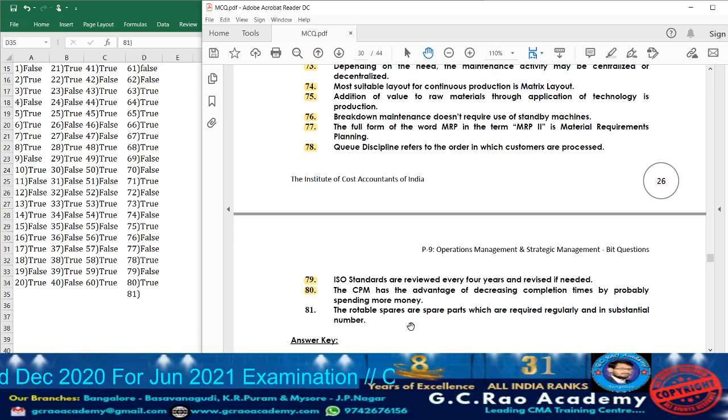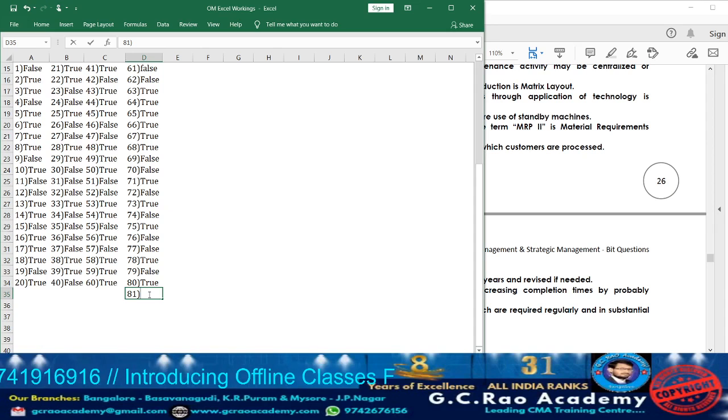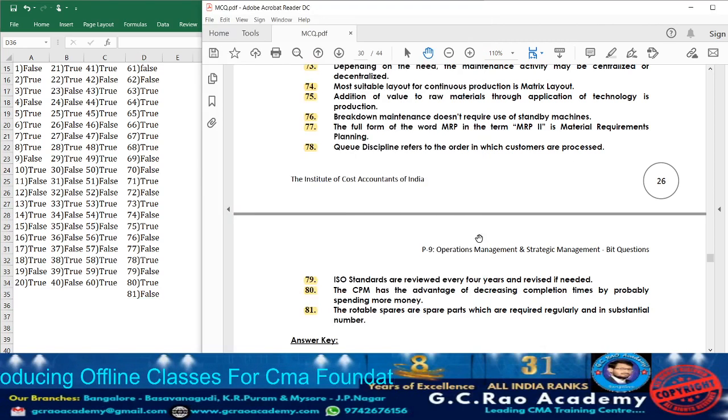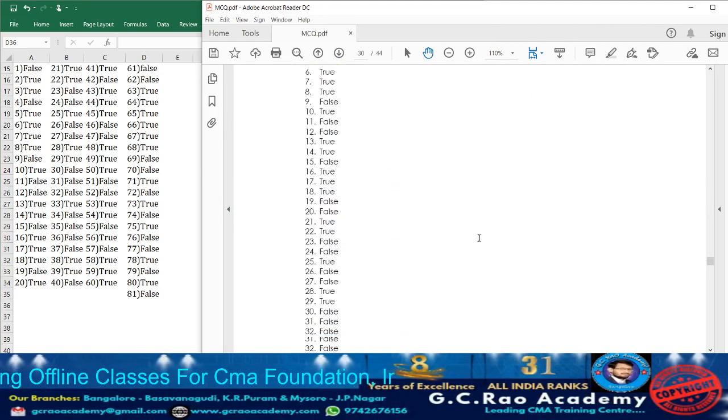What are they telling? The rotatable spares are spare parts which are required regularly and in substantial number. False. Because usually the rotatable spares will be utilized for some specific machines, so they cannot be required regularly. It is not a common spare and it will be required in lesser number. So according to statement 81, whatever they have given, it is false. Getting the point? With that, all the true or false statements are completed.